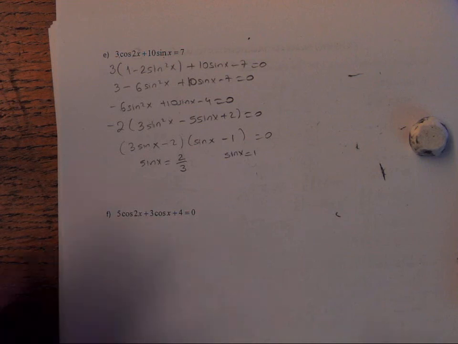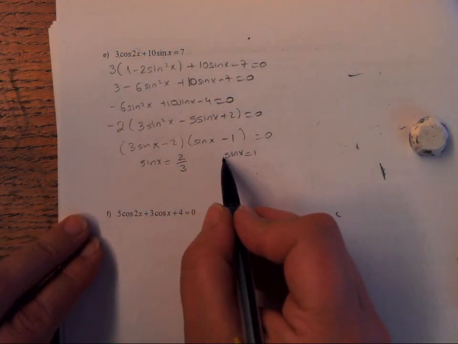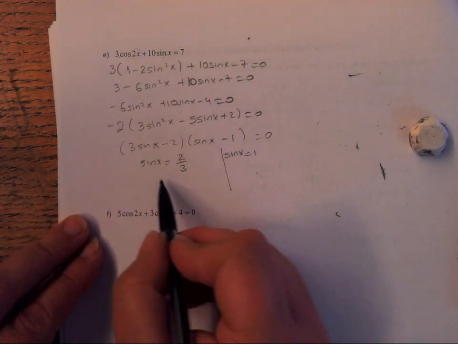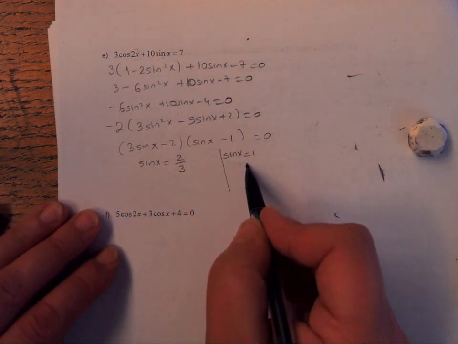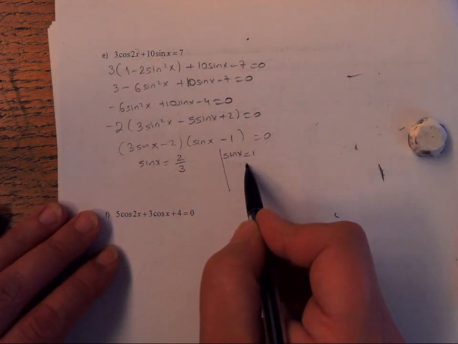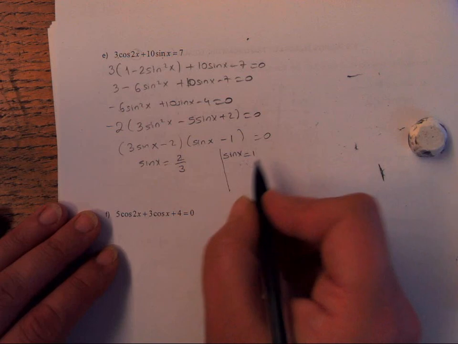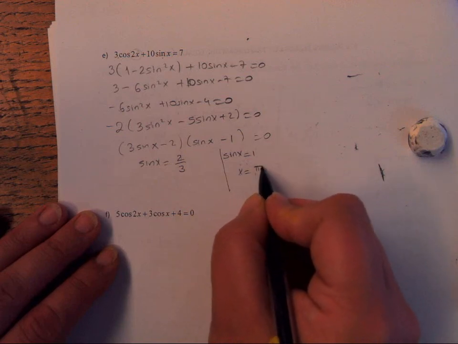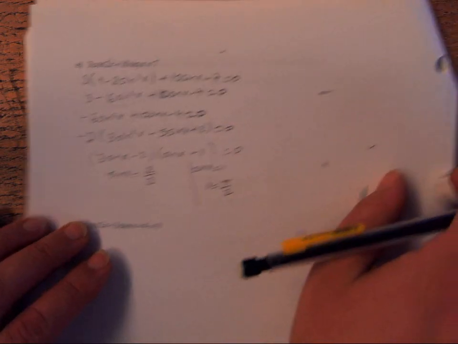Okay, so then let's solve this. Sine x equals 1. We already solved it for the previous question. You can use the unit circle and you get x equals pi/2. So this is one solution.